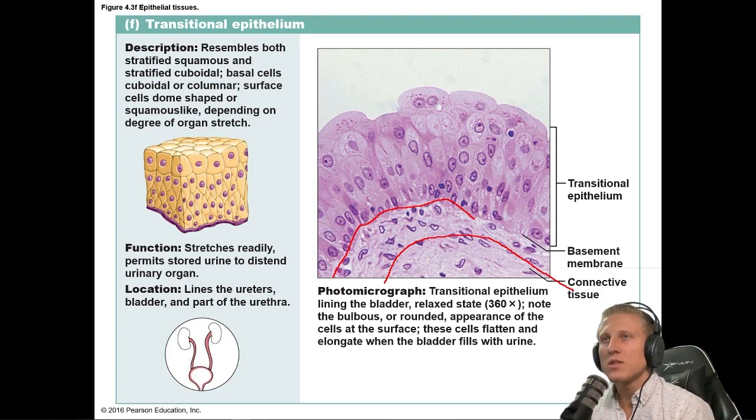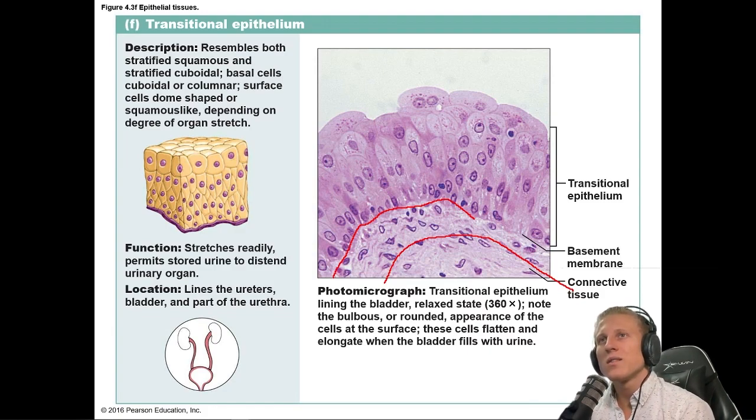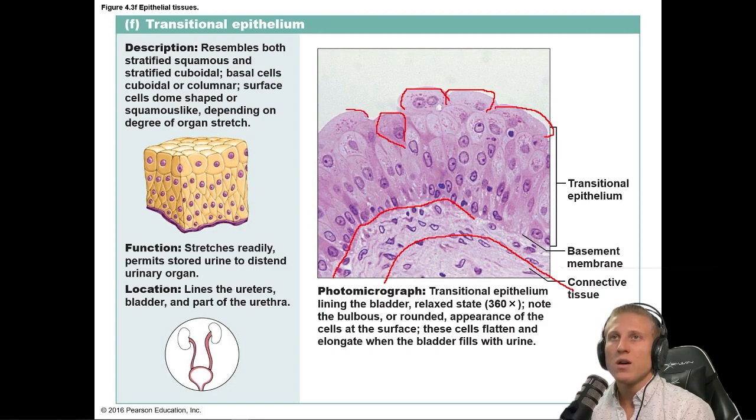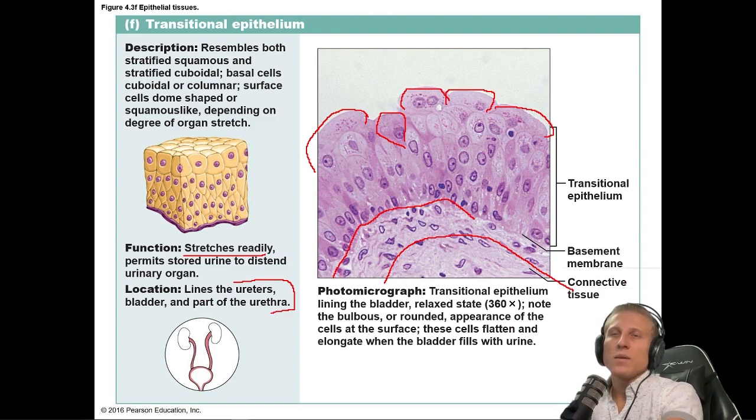How do we distinguish this? I know because you're all worried about practicum. How do we distinguish this from stratified squamous epithelia, which looks fairly similar? Well, one thing you'll note is that there's a relative rounding to the apical cells here that we don't typically see in stratified squamous. So if you see this sort of rounding, this sort of healthy cell shape at the apical surface, you're probably looking at transitional epithelium. So it stretches readily, and we see it lining the urethra, urinary canal. All right.